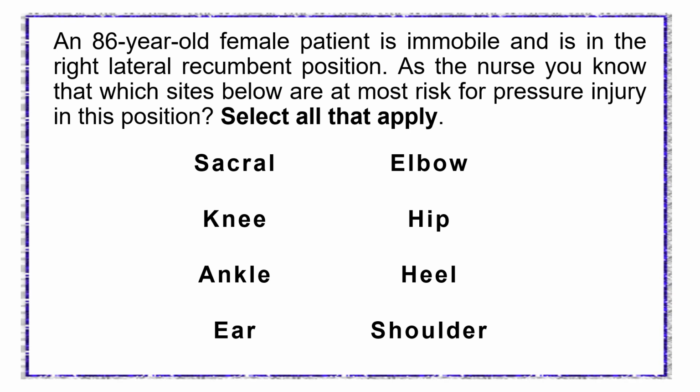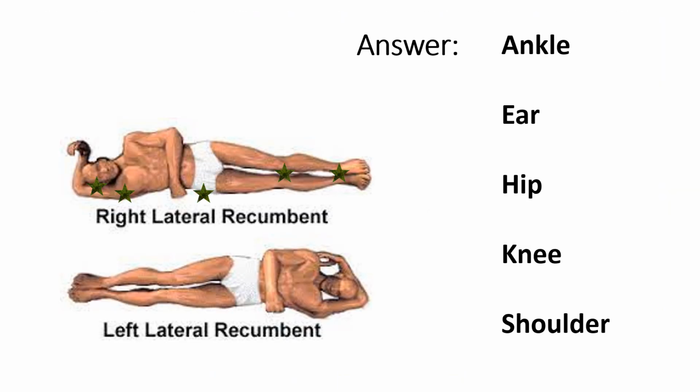So this is a practice question. You have an 86-year-old female who is immobile and is in the right lateral recumbent position. Which sites are most at risk for pressure injury? You can take a look at this, pause it, and then let's look at the answer. So here you go, all of these: ankle, ear, hip, knee, and shoulder for an immobile patient in that position.